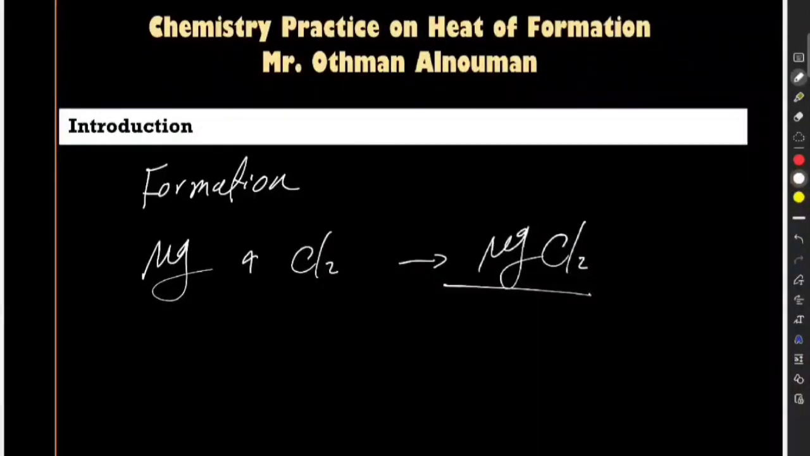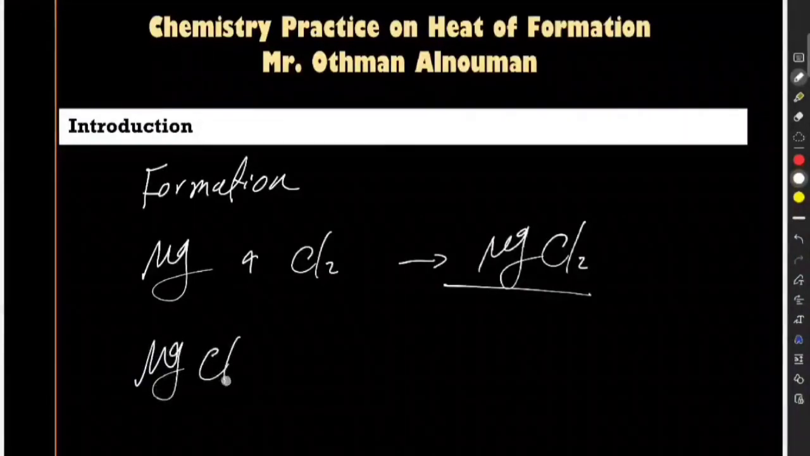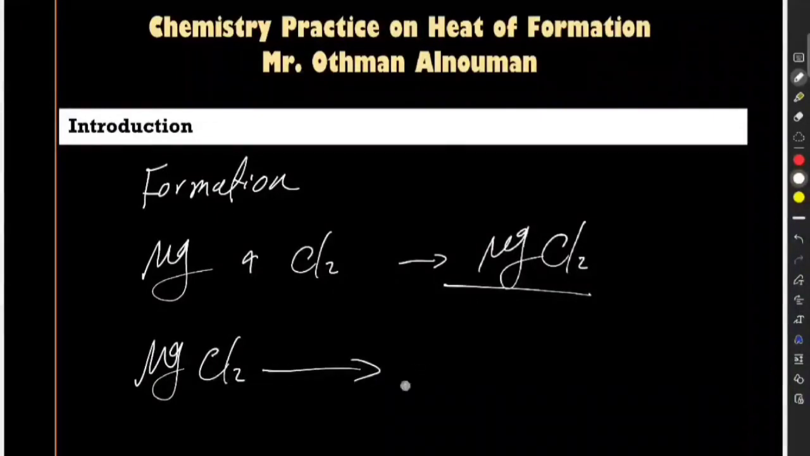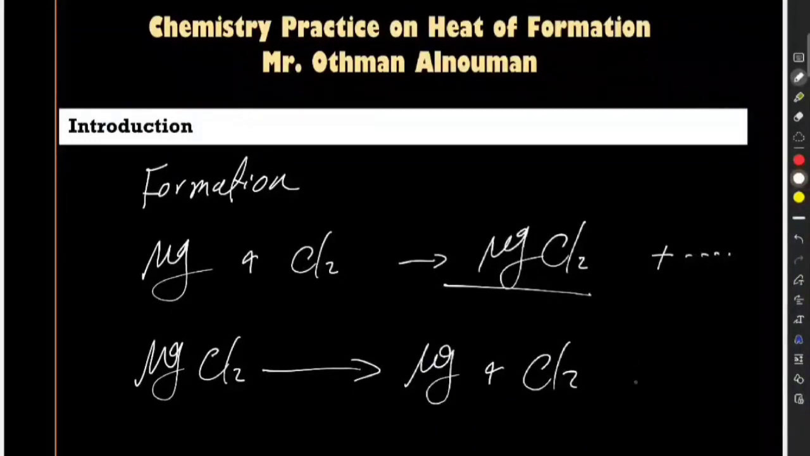Now how can I make it decomposition? I'll just reverse the equation. Magnesium chloride will produce magnesium plus chlorine. Now if it is, let's say, a positive number, this will be the same number but negative. If I have 1 mole, it will be the same, but if I have in the decomposition half a mole, then it is going to be divided according to the number which was there in the equation.